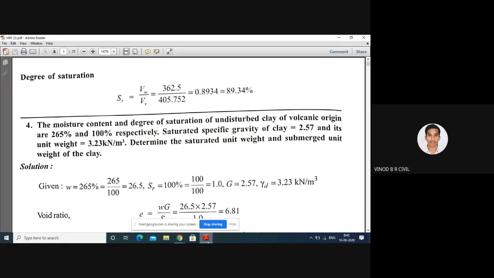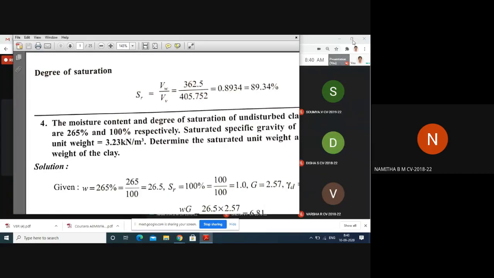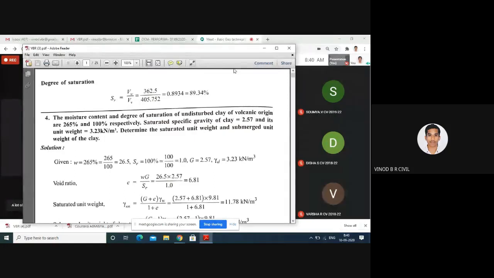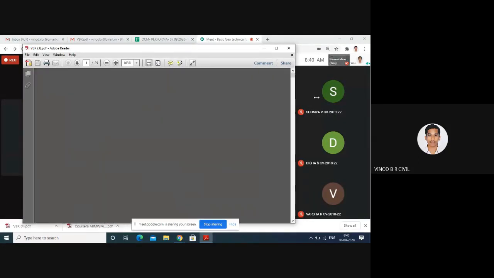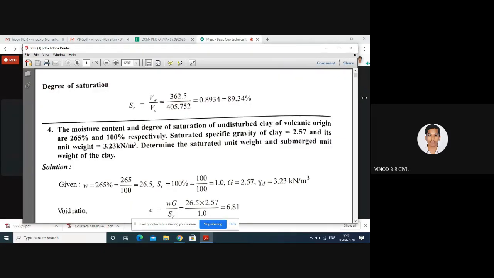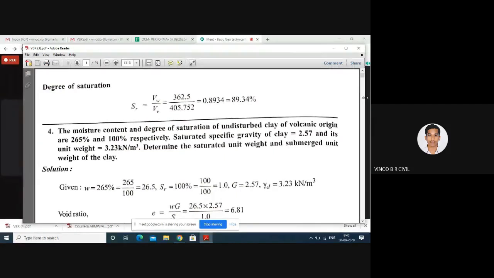Last class, we solved some of the problems with respect to index properties of soil, and today we are solving some more numerical problems. We already discussed how to use the dry density and degree of saturation related problems. Please take down the problem.